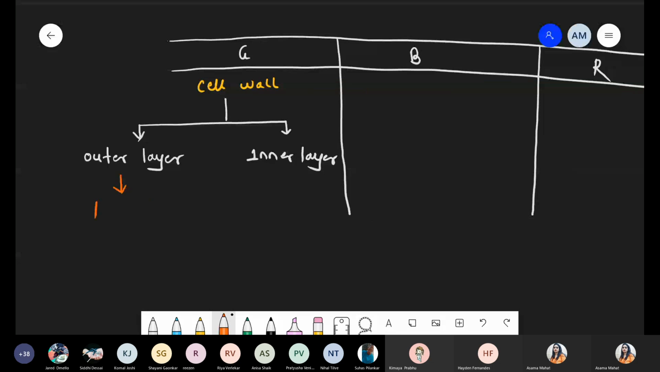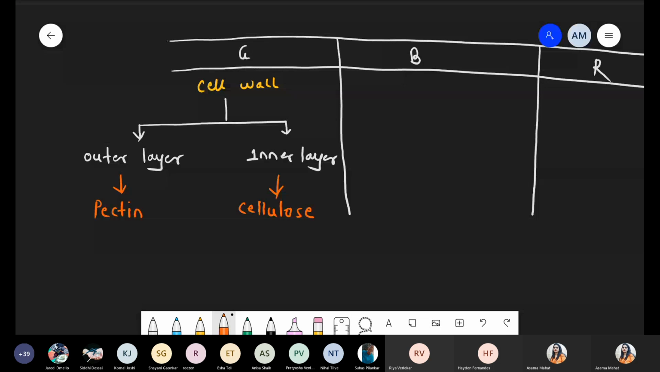The outer layer is made up of a simple material, that is pectin, or you can say pectate. Pectin, as you know very well, is one type of carbohydrate. And the inner layer is made up of cellulose. This is the very simple cell wall structure of green algae. No question comes from green algae in previous year questions. It is a simple structure like other plants, made up of pectin plus cellulose.